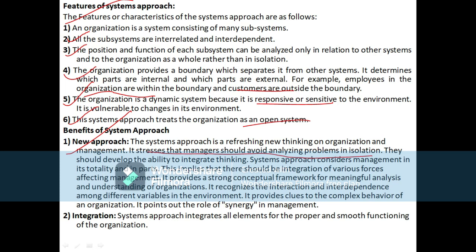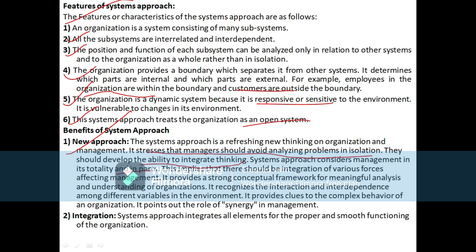It stresses that managers should avoid analyzing the problems in isolation. But they have to analyze the problems integratively, means they should develop the quality of integrity, the ability to integrate thinking. They have to mingle with their subordinates or with the persons they are working with, and try to analyze the problems, but not individually. They have to think integratively.